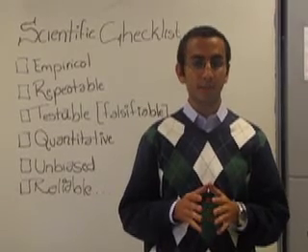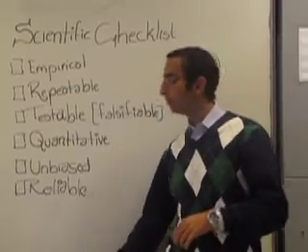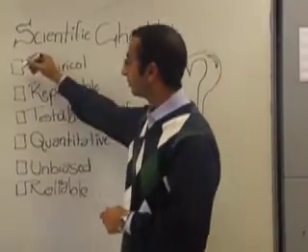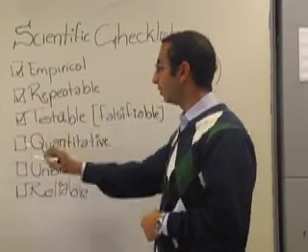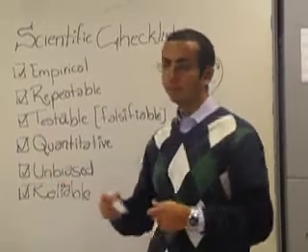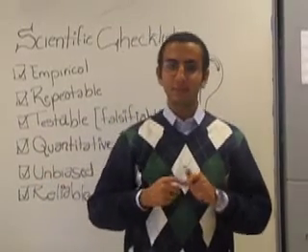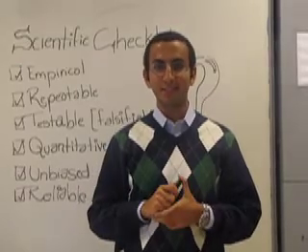A set of hypotheses in a theory need to be tested empirically, repeatable, testable, quantitative, unbiased, and reliable. To be detailed enough so they are capable of being falsified.